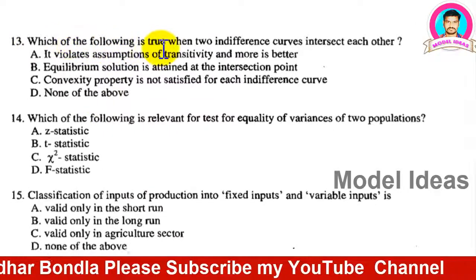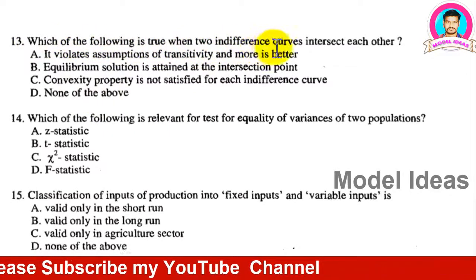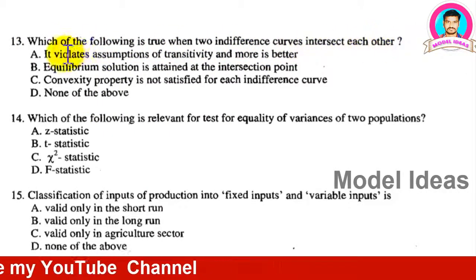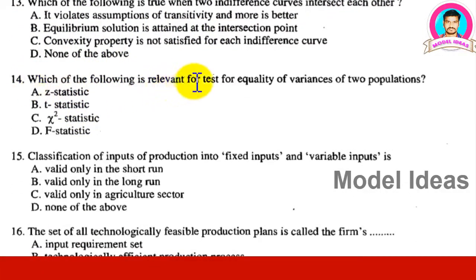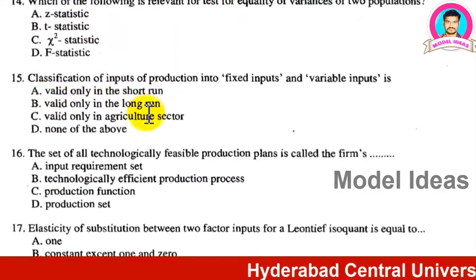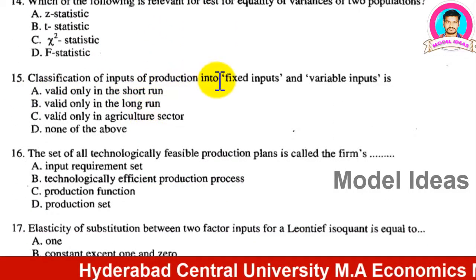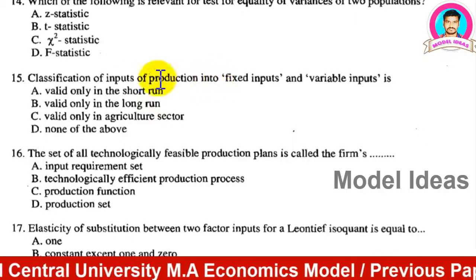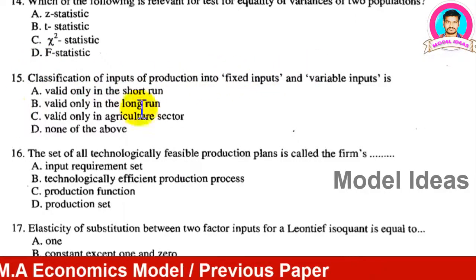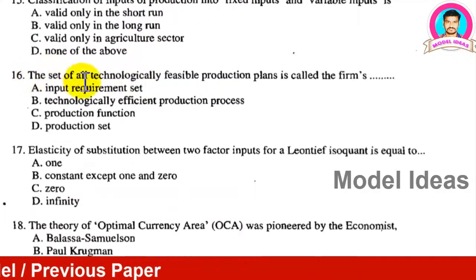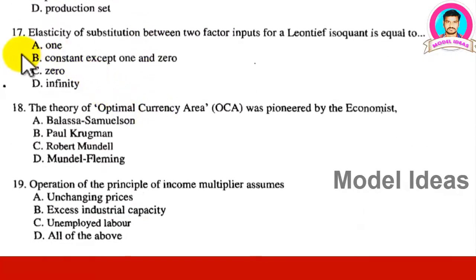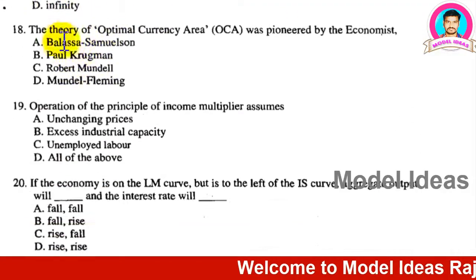Which of the following is true when two indifference curves intersect each other? What will happen at that time? Okay, next, which one of the following is relevant? Question number 14. Next, classification of inputs of production into fixed inputs or variable inputs. Right. Question number 16, just read it. Option 1, 2, 3, 4, then you can find which one is correct. Then the 17th question, 18th question.